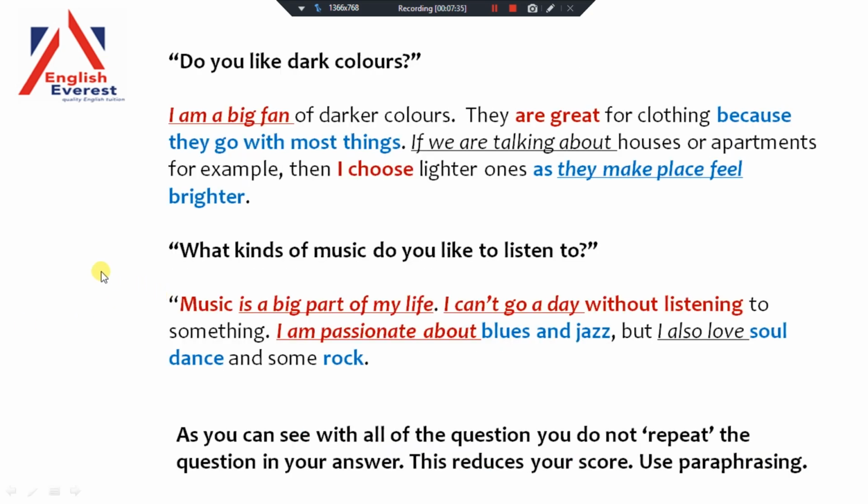Do you like dark colours? Again, I've gone through the same thing. I'm a big fan of dark colours. They are great. So big fan, are great, telling me that I like them. I choose. It doesn't mean I like them, but it means I like them more than other colours. So it kind of answers the question also.